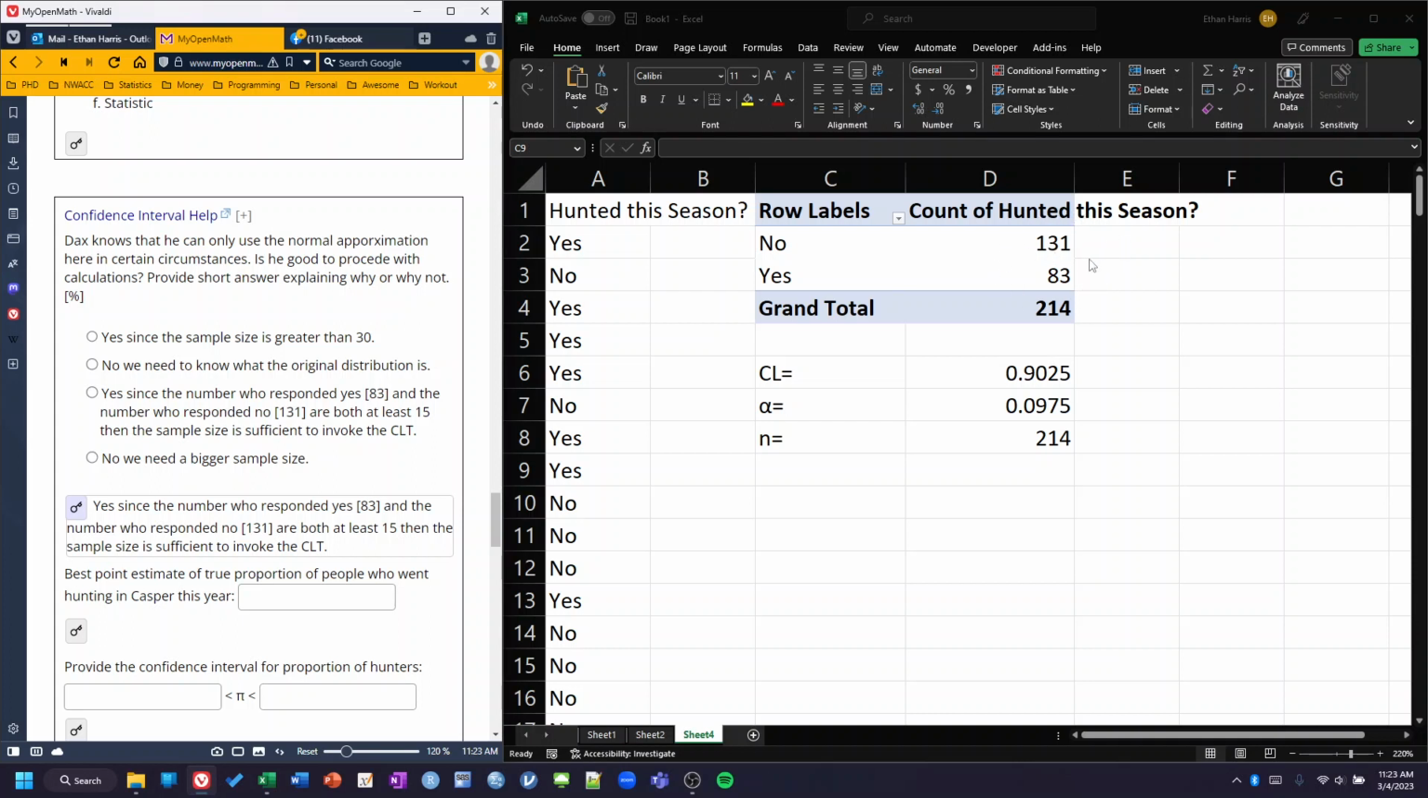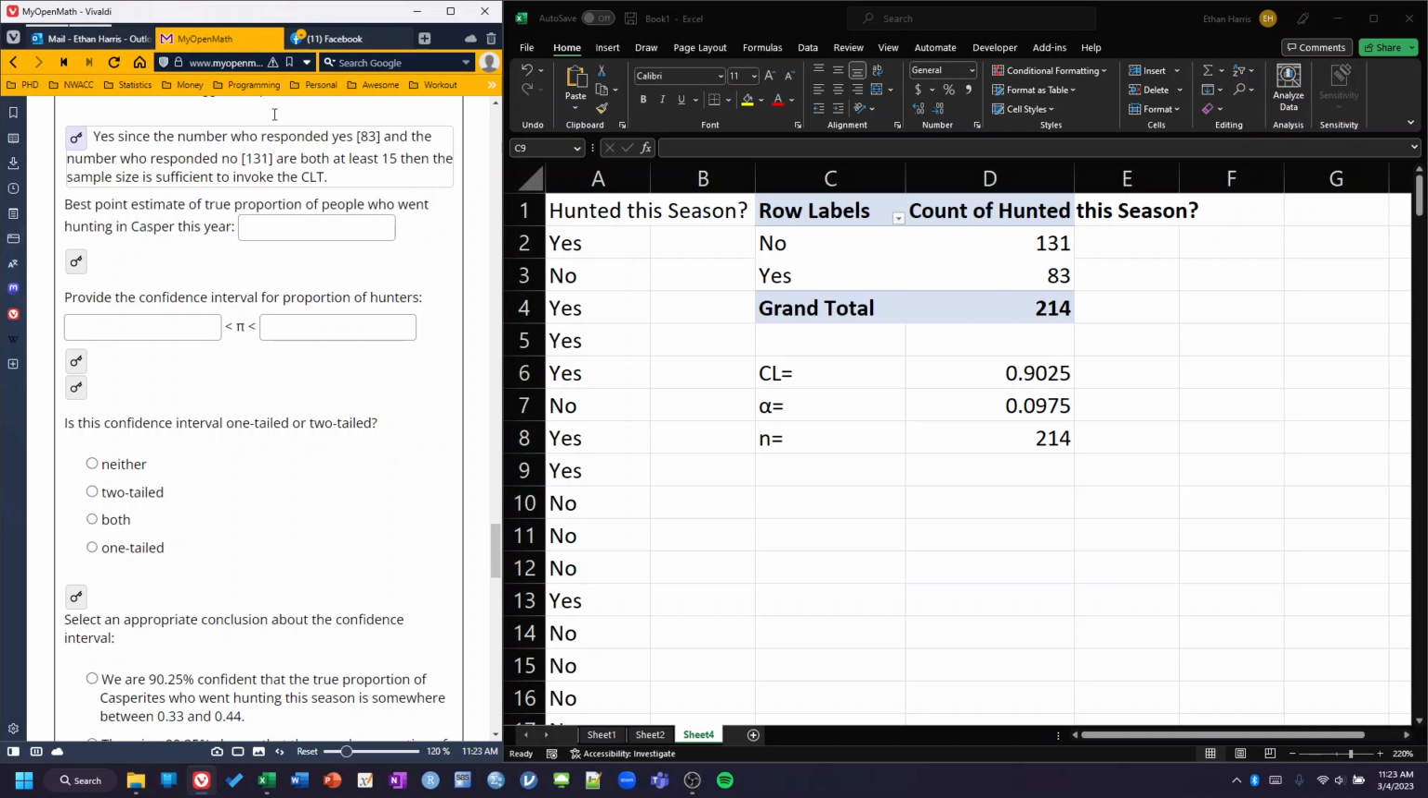So that's kind of our requirements when we are dealing with this categorical data in order to determine whether or not we can use a normal approximation. And the rule here is we have to see at least 15 yeses and at least 15 no's. Okay, so the best point estimate for the true proportion of people who went hunting this year in Casper. So we need to calculate our sample proportion because that's going to be our best point estimate.